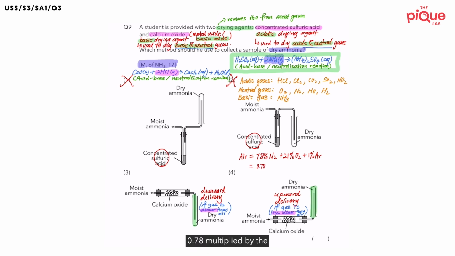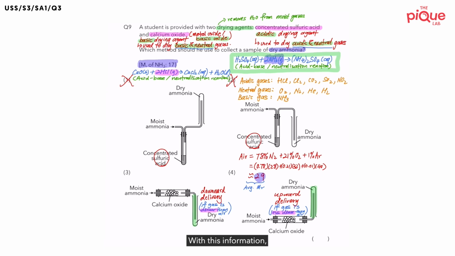So, the average relative molecular mass of air would be 0.78 multiplied by the relative molecular mass of nitrogen, which is 28, plus 0.21 multiplied by 32, which is the relative molecular mass of oxygen. And lastly, adding 0.01 multiplied by the relative atomic mass of argon, which is 40. This generates a value of approximately 29. Therefore, the average relative molecular mass of air is 29. As you can see, it might be quite tedious to derive this on the spot. Hence, it is highly recommended for you to memorize this number for convenience.